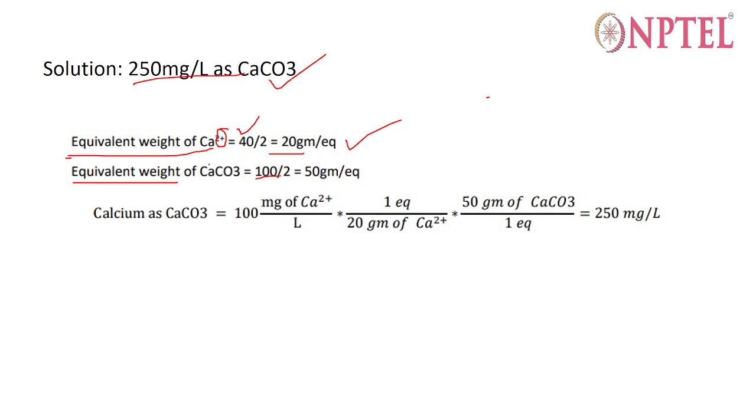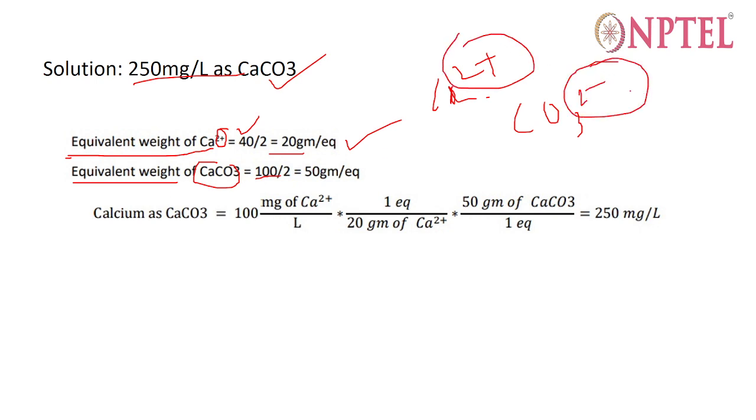Why 2? Because if we dissolve CaCO3 in water, it will be in the form of Ca2+ and CO3 2-. So the charge we are getting is 2 plus and 2 minus, and this is also 2. So we are dividing by 2. I'm getting 50 gram per equivalence. So it was given as 100 mg of Ca2+ per liter, right?